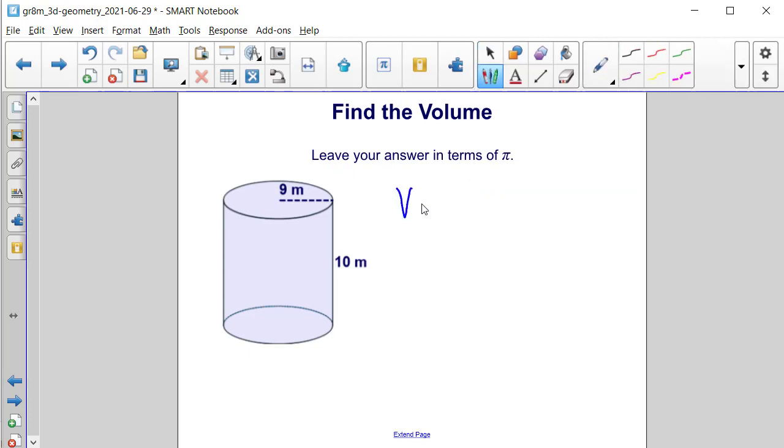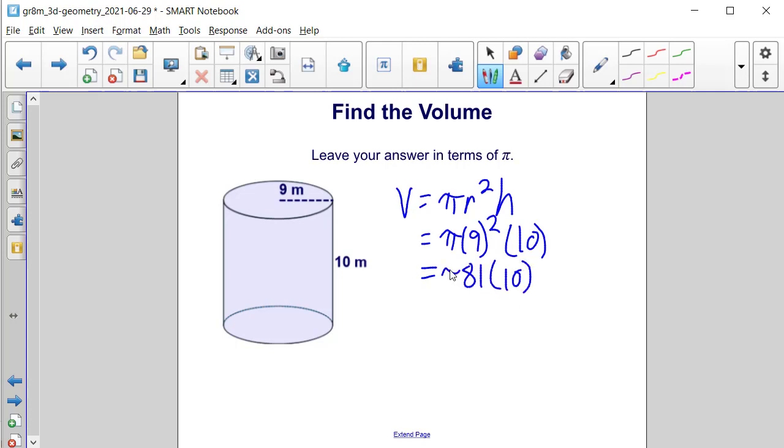Well, the volume of any cylinder is equal to pi times the radius squared times the height. So then if we substitute our radius value of 9 in for r, and we also put our 10 there for the height, we can now evaluate this, but again, treat pi as a variable. 9 squared is 81, so we have 81 times 10, and we still have the pi there, and 81 times 10 is 810, and we have pi, and it's cubic meters for our units of measurement.